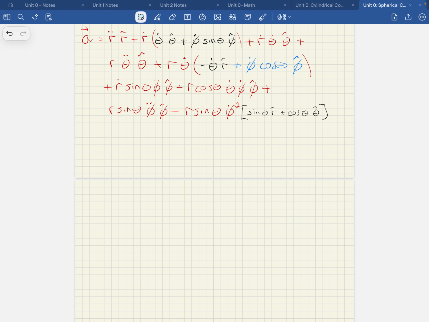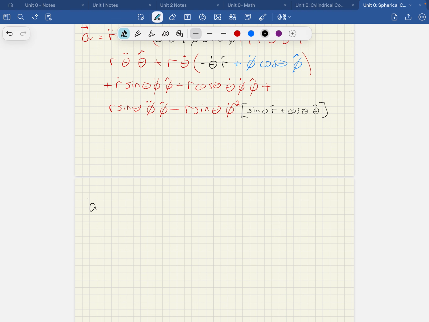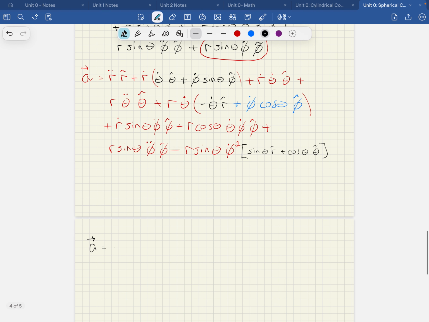So let's keep going. Now we just need to collect like terms. So I want everything with r hat in it. So we've got an r double dot, which means that if the circle is accelerating outward, the particle will have an acceleration that points outward, which makes perfect sense. That may be the only one that makes perfect sense. Okay, let's see. So we just took care of that.